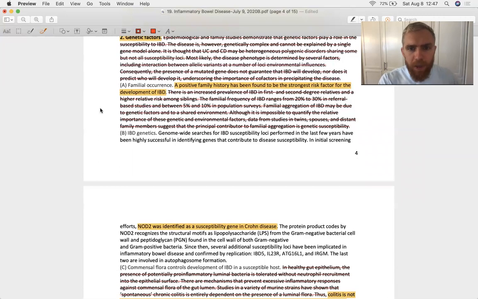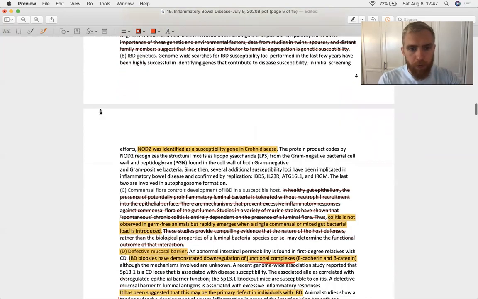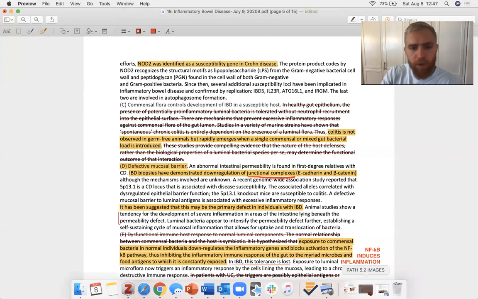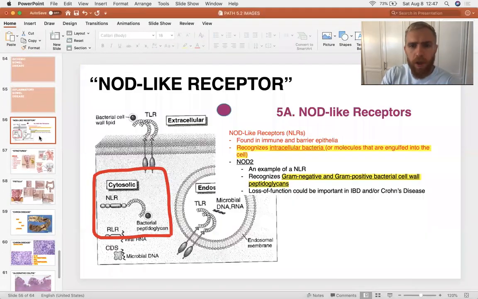And zooming back in, looking at the genes involved, there is a familial component, which is how we know there is a genetic component, because we know you can inherit inflammatory bowel disease, both Crohn's and ulcerative colitis. We have identified NOD2 as a susceptibility gene for Crohn's disease, and NOD2 is a nucleotide oligomerization binding domain that's going to essentially recognize pathogens and put them on the surface of the cell to trigger an immune response. And we've seen NOD-like receptors before, way back in our Block 1 immunology courses. Here's a slide showing you what they look like.